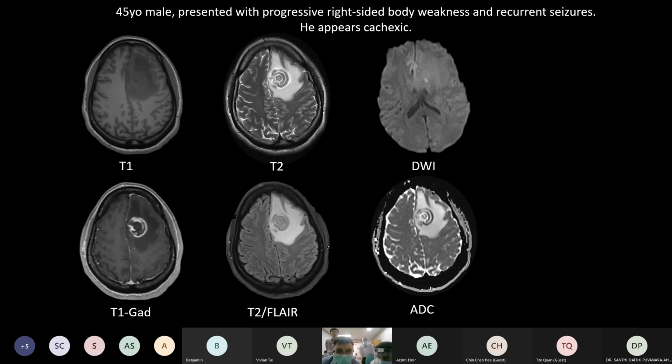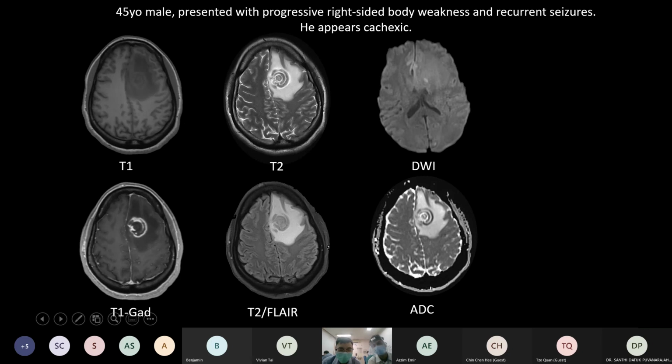What can you appreciate from there? Is there a diffusion restriction? For the DWI, there is only one small spot of hyperintensity, but the overall is rather isointense. And then you can see the ADC is actually bright, corresponding to a bit dark over the DWI. So there is no diffusion restriction, right? So most likely all these are just vasogenic edema.